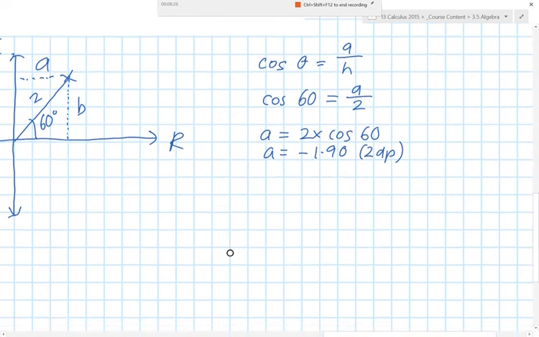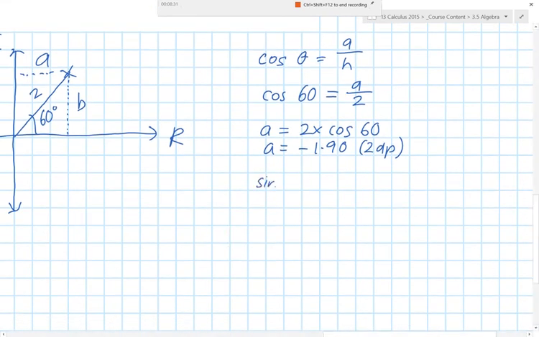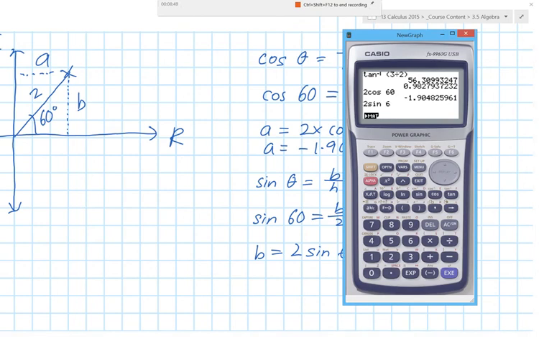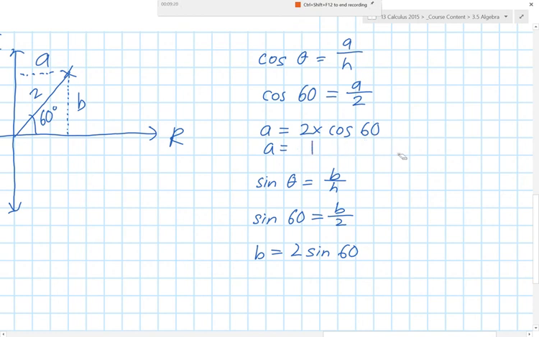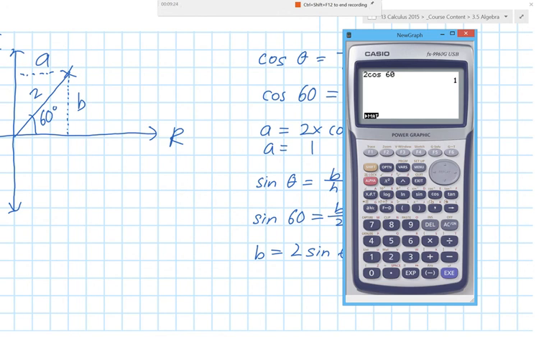And now we'll find B. So for B, because it's opposite, it's going to be sine, so we can say that sine theta will be B over H, and so sine 60 will be B over 2, so B is going to equal 2 sine 60. So we get a calculator out for that one, 2 sine 60, and that gives us negative 0. I've just realised that these are radians, so actually we want to put it into degrees because I'm working in degrees. So I'll just go back and do that last one. So that's 1, so that should be 1, so we won't need to go to dp, and the 2 sine 60 is 1.73.